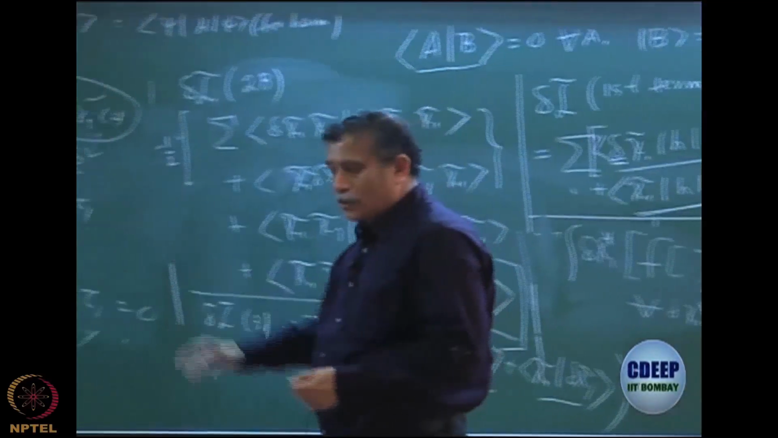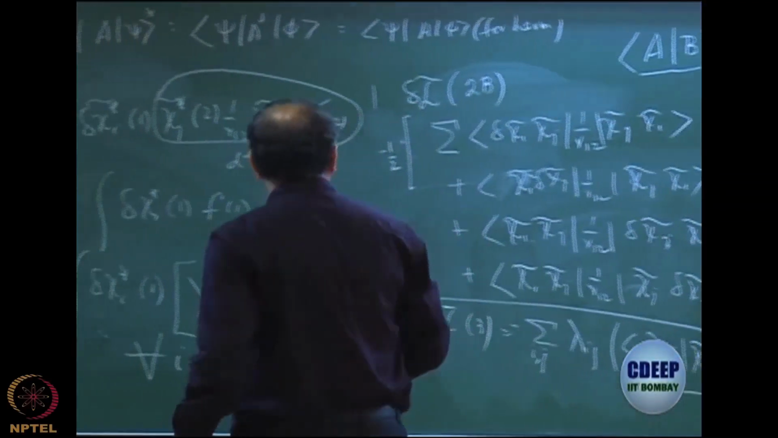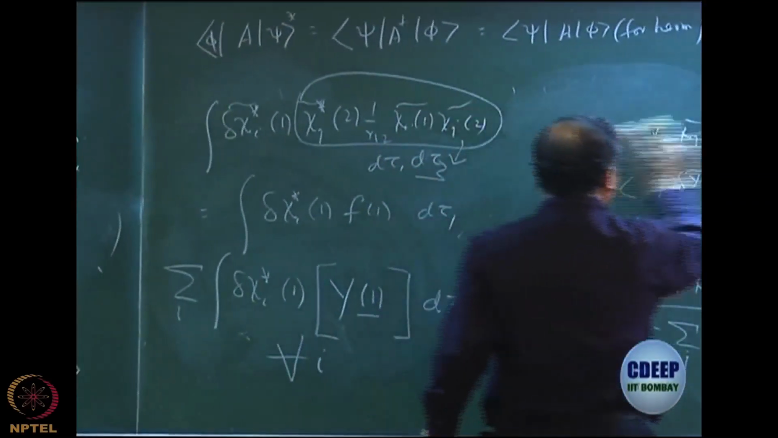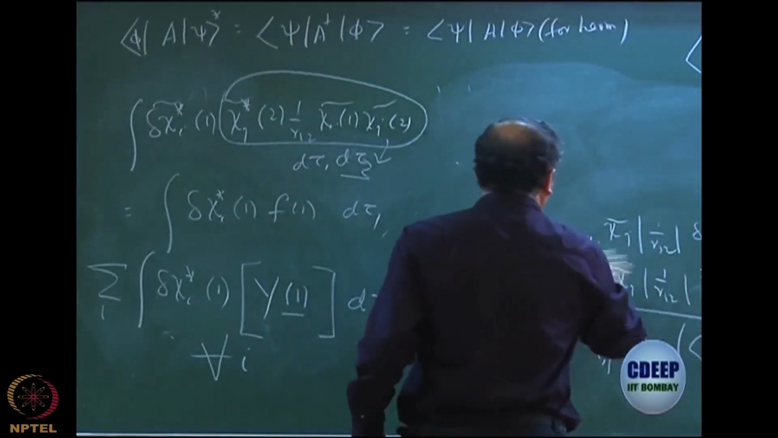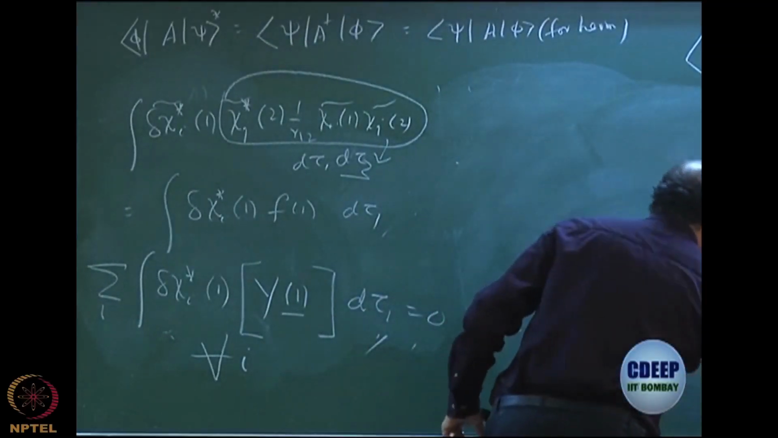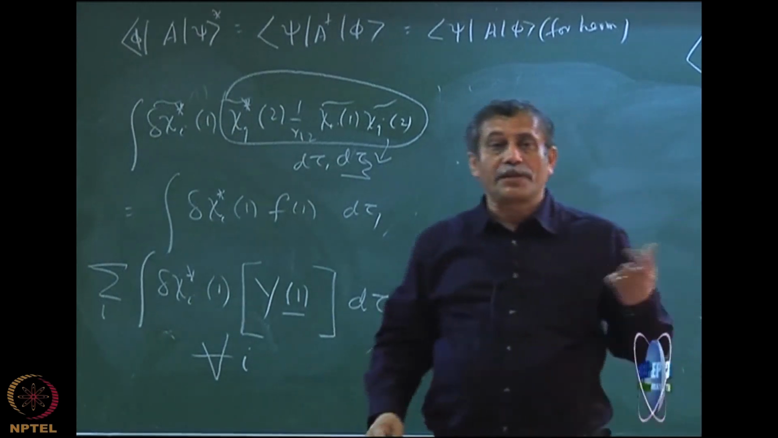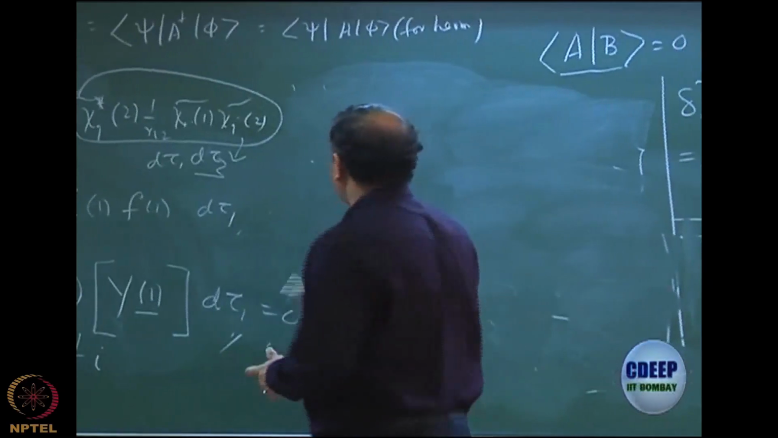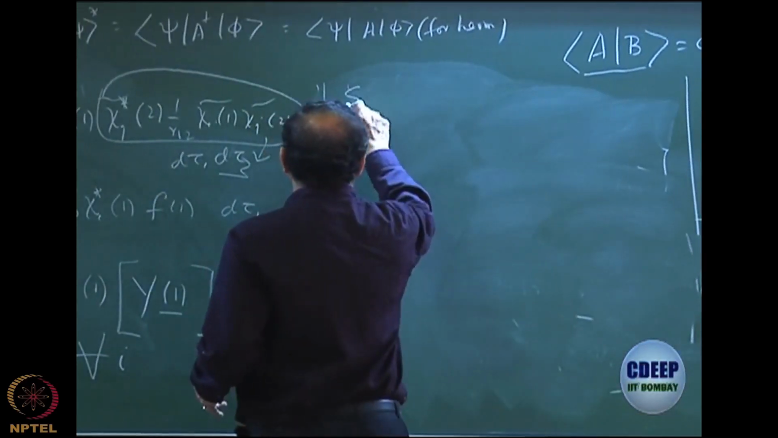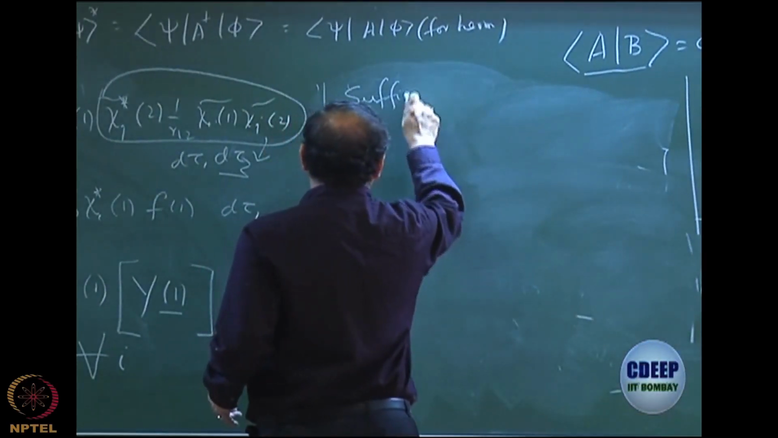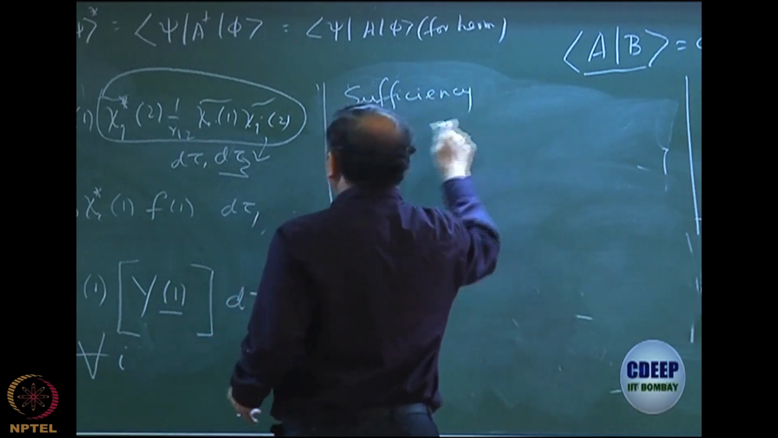So how do I make it equal to 0? The two things I am going to do. One is a sufficiency condition. The sufficiency condition tells me that under summation over I, each term is individually equal to 0. So I am going to use a sufficiency condition, and of course you can argue with that: is this the only condition?